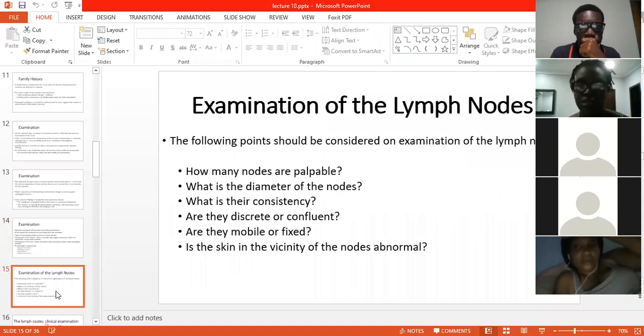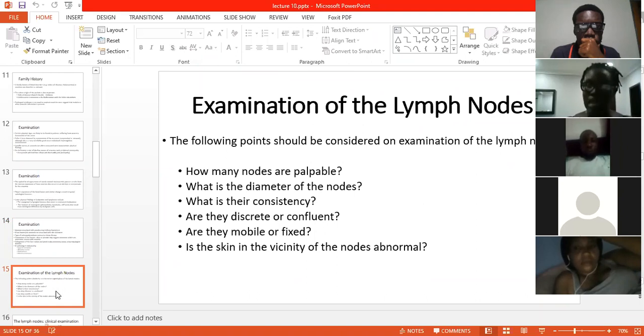So we know that when we are examining the lymph nodes, we need to know how many lymph nodes there are, what is the size, what is their consistency. So consistency means is it hard, is it firm, is it discrete, or are they confluent or stuck together? Is it mobile or is it fixed to where the lymph nodes are?